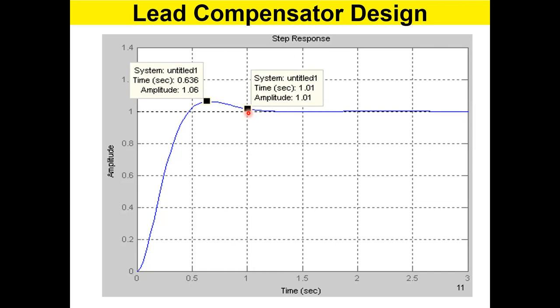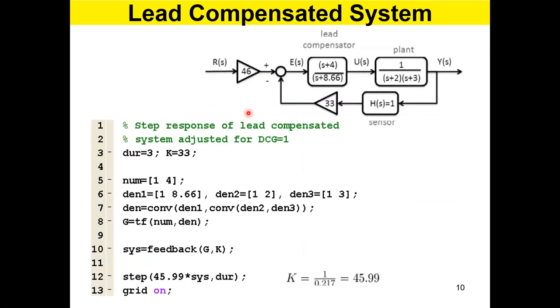Sir, I couldn't understand why we are adding the system for 46, the K value. Yeah, so 46 comes over here. It's not part of the lag-lead design. So this is the lead compensator, right? In order to get your rise time, the settling time and the overshoot as required. But when you do that, this is something additional that we do in order to bring the response to a sizable level. Without this one, your response will be only 2% of what you require.